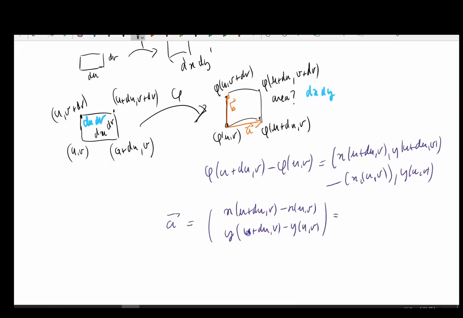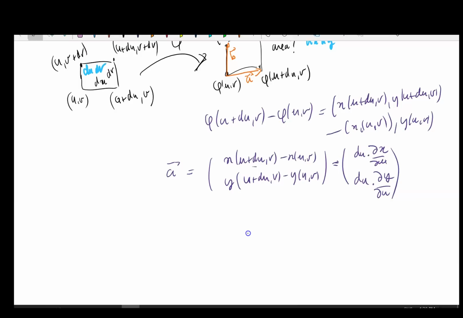Well, you know how to get an approximation of that. That's just going to be the first terms of the Taylor expansion. So that's going to be the increase in the first variable u, so du times the derivative of x with respect to u, so dx over du. And same thing for the bottom component. It's just going to be the increase du times the partial derivative of y with respect to u.